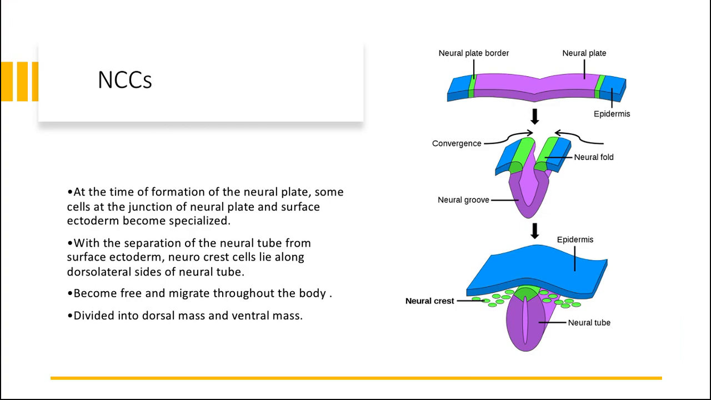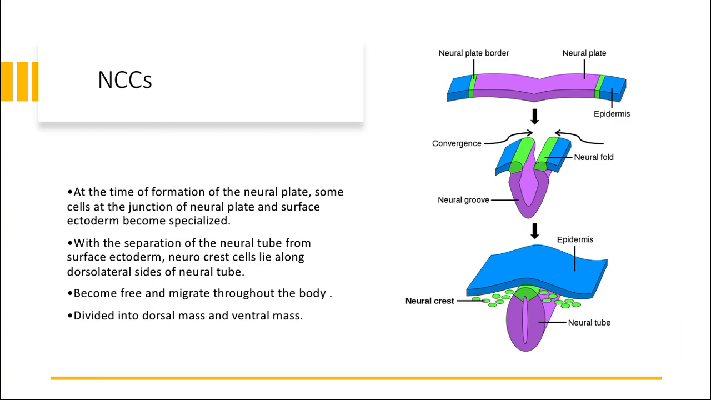With the separation of the neural tube from the surface ectoderm, neural crest cells lie along the dorsolateral sides of the neural tube, become free and migrate throughout the body. Neural crest cells divide into dorsal mass derivatives and ventral mass derivatives. So we now look into what the dorsal mass derivatives and ventral mass derivatives are. First of all, we discuss the dorsal mass derivatives.